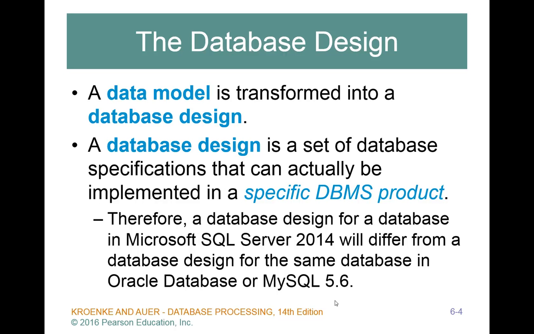So essentially where we're at now is from Chapter 5, where we talked about our entity relationship models, or where we developed those entity relationship models using our ER designs. We want to be able to take those ER models in our design process and then transform those ER models into database designs. So by definition in the book, a database design is simply a set of database specifications that can actually be implemented in a specific database management system product.